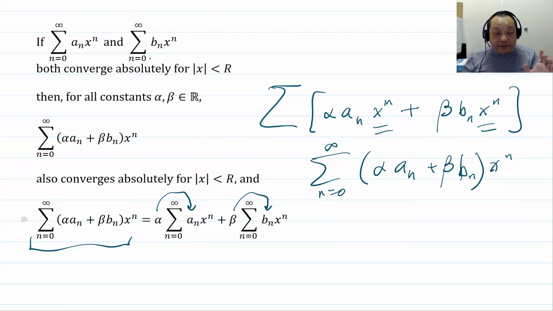In this combined series, first of all, not only is it equal to what I started with, but it also converges absolutely for the same interval, absolute value of x less than R. This new series also converges absolutely in that interval. So that's why the interval of convergence is important when we manipulate these power series. We need them both to be absolutely convergent in order to do this kind of term-by-term combination.